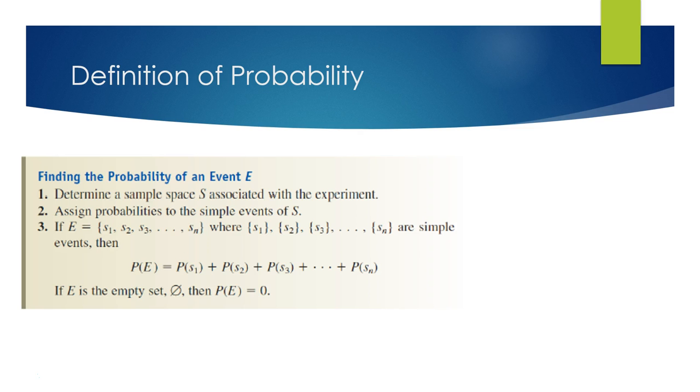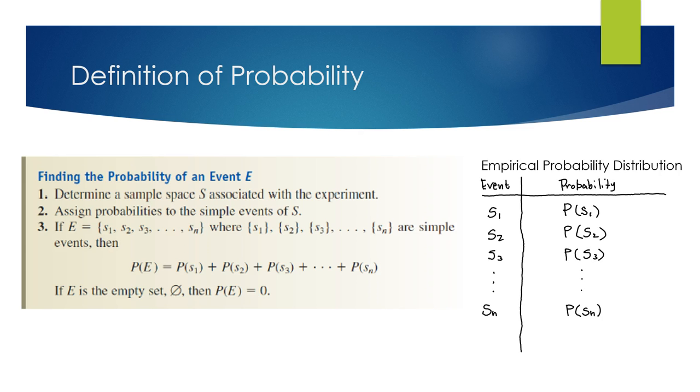And basically, if E is the empty set, then the probability of that occurring is 0. Now they're going to talk about an empirical probability distribution, and basically it's just a table. Sometimes they'll give you a table of data, and all you really have to do is continue it and come up with a few other things, so you don't have to rebuild an entire table. But basically, you have an event and a probability of that event. Those probabilities should total 1.